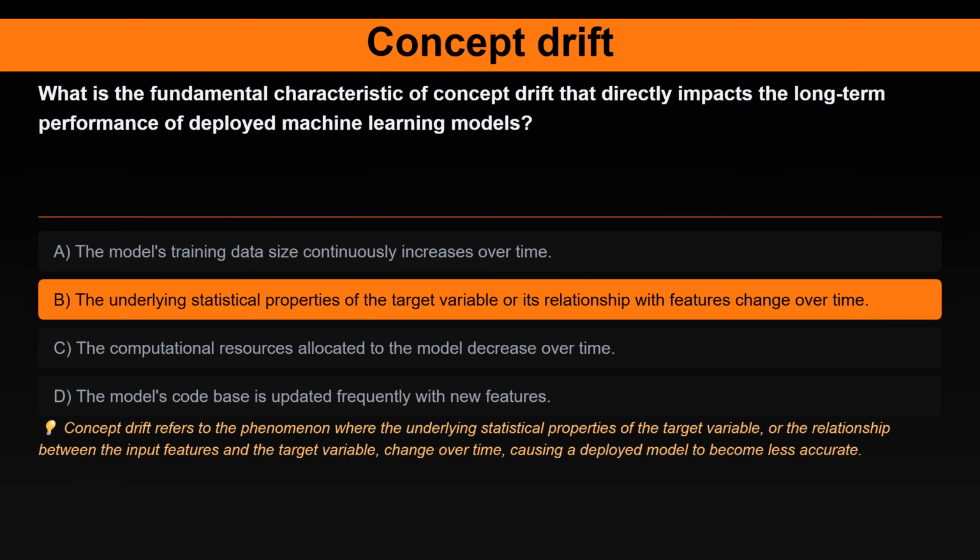The correct answer is, the underlying statistical properties of the target variable or its relationship with features change over time. Here's the explanation. Concept drift refers to the phenomenon where the underlying statistical properties of the target variable, or the relationship between the input features and the target variable, change over time, causing a deployed model to become less accurate.